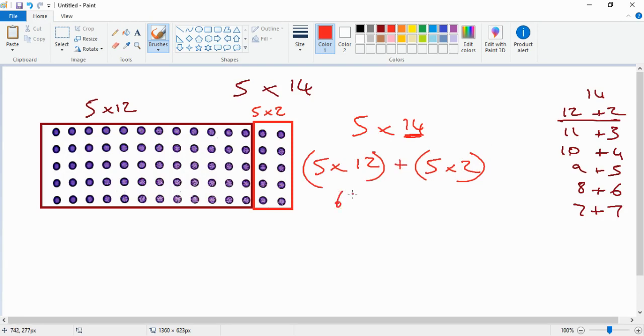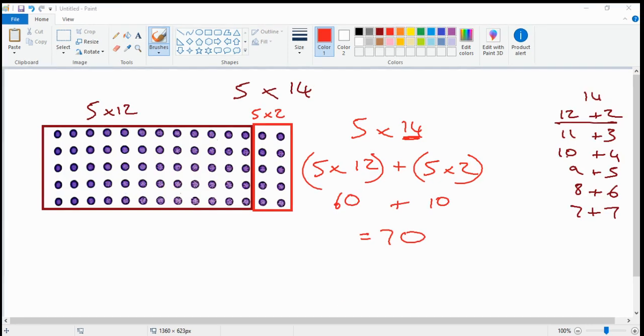5 times 12 is 60. 5 times 2 is 10. When you add these two together, you get 70. So that's just, again, a different type of an array.